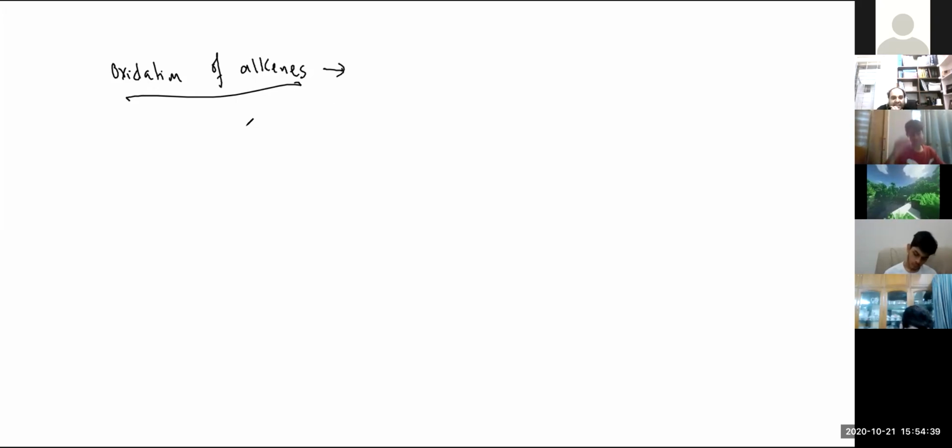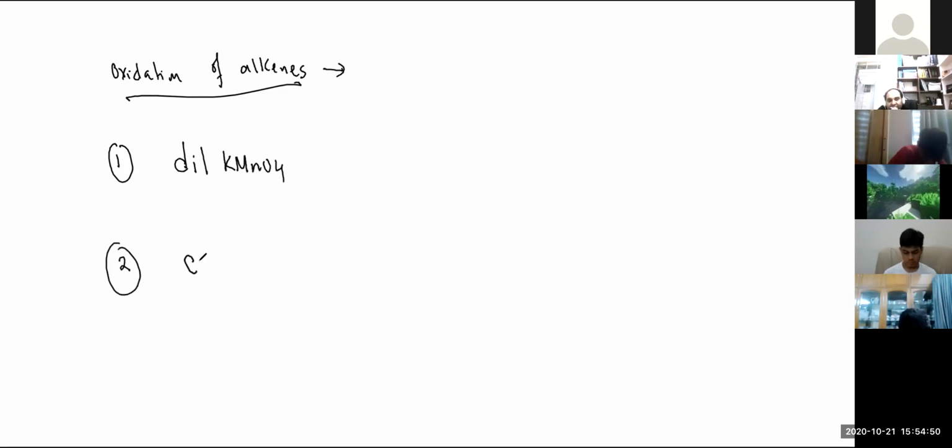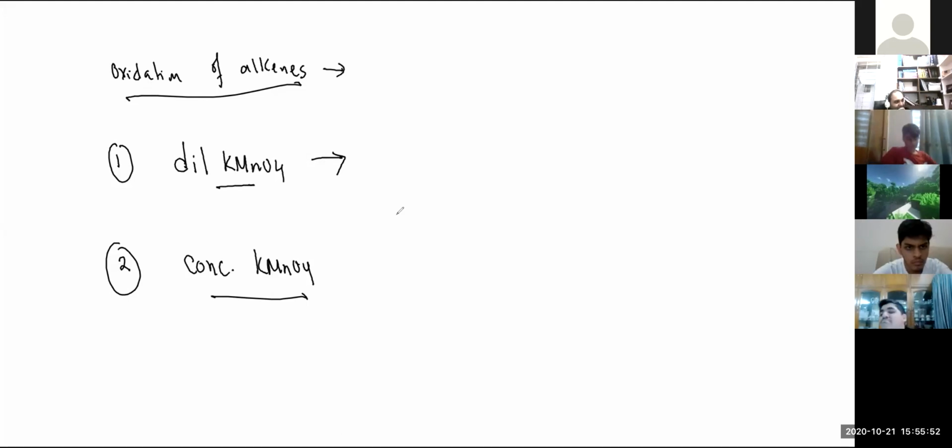Oxidation of alkenes undergoes two types of reaction, with dilute KMnO4 or concentrated KMnO4. The culprit is this concentrated KMnO4. It's difficult to remember. Dilute KMnO4 is very easy. Ajmain Haider, what happens to alkenes when you oxidize it with dilute KMnO4? Sir, it forms diol. Diol, exactly. Forms diol.